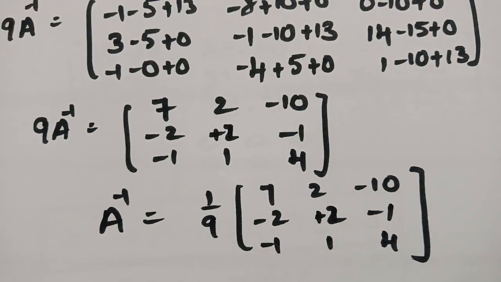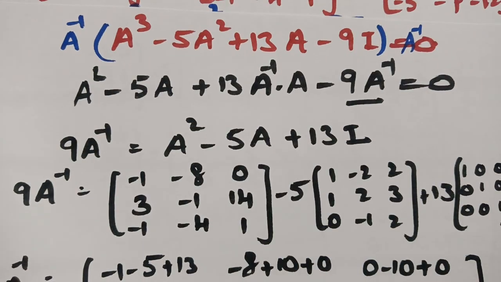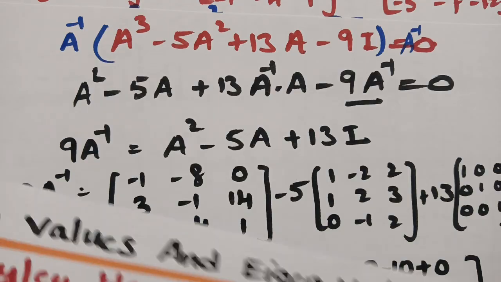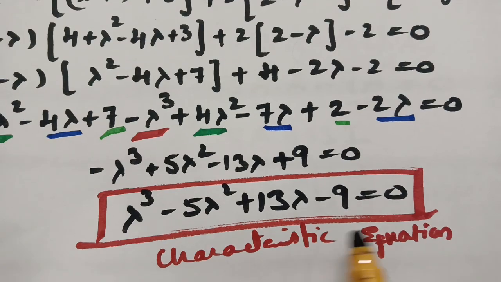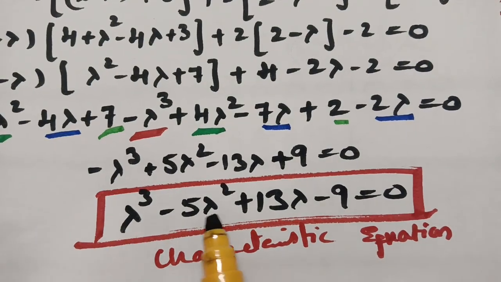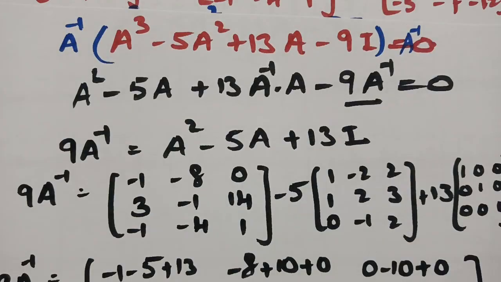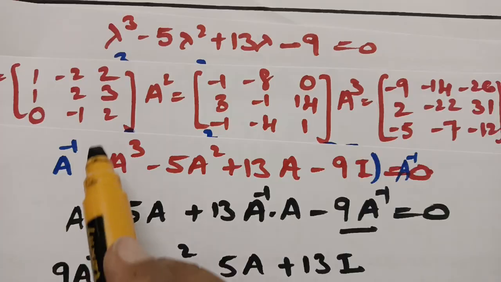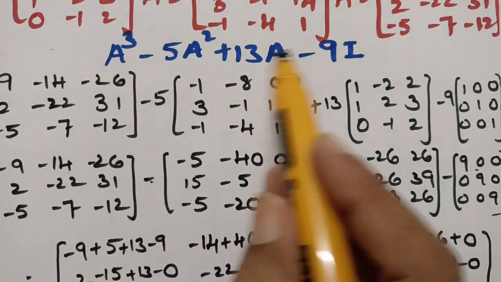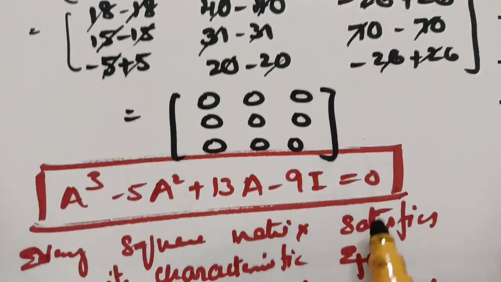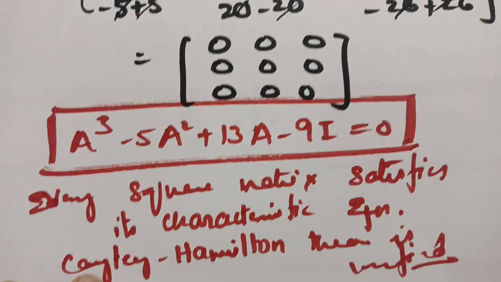So here, if you observe this one, as it is so simple, if you follow these steps, first of all, we have to find out the characteristic equation, as the characteristic equation is also very easy, as determinant of A minus lambda I is equal to 0. So this will be the characteristic equation. In place of lambda, I am going to substitute A. So for that I need A cube, A square, A value. So all the values I have calculated, A square, A cube. And after substituting in the characteristic equation, I got 0 value. So the characteristic equation is satisfied by the square matrix, and hence Cayley-Hamilton theorem is verified.